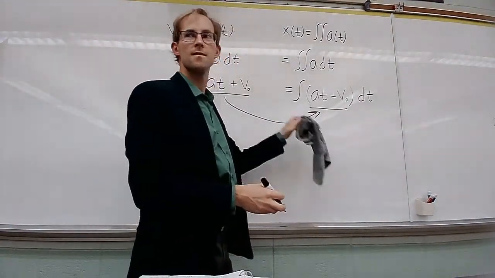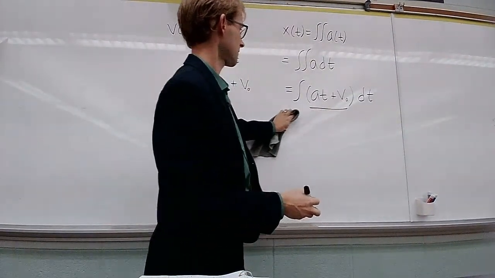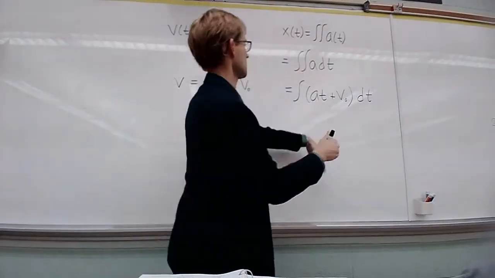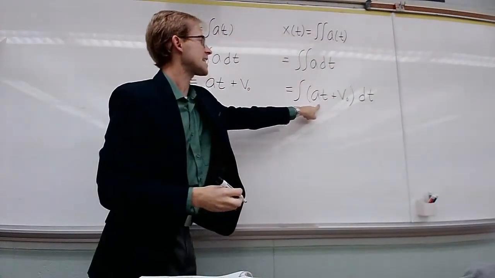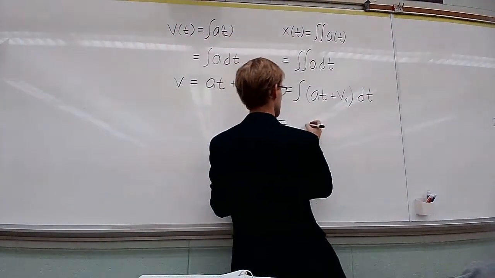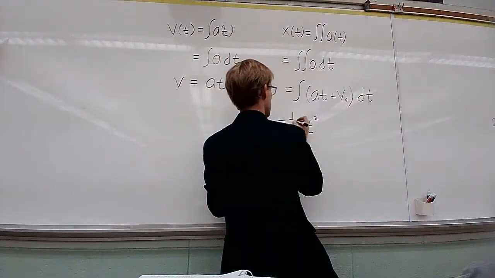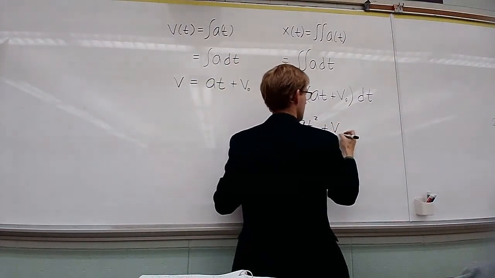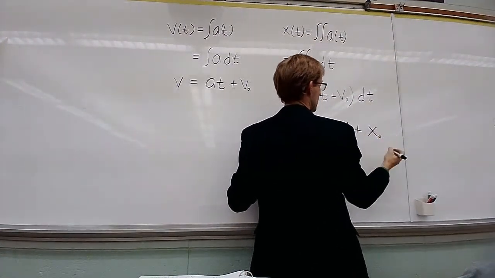So is this going to be 1/2 parentheses AT plus VO squared times T? You're almost there. The integral of AT: what do we got to do with the exponent here? Bring it to 2. Yep, turns into 2. So the 1/2 is going to come out in front. So we'll have 1/2 AT squared plus VOT, plus XO, the original position.